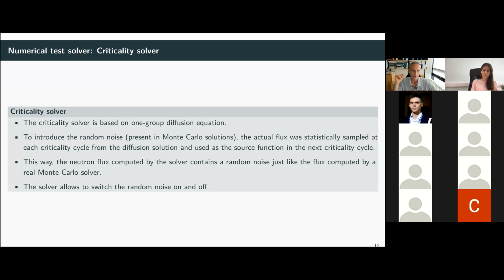So if you get some solution for a specific cycle, you can use it as a distribution from which you sample randomly the location of fission neutrons for the next cycle, right? And then you basically simulate the next cycle with this randomized fission source. And you apply again the diffusion solver on it. So this has some advantages because I can actually switch off the random noise from the solver if I want to, right? So that will make it easy for me to get a good reference solution, and it will also make it easy for me to see the effect of the random noise in the actual convergence of the calculations, right?